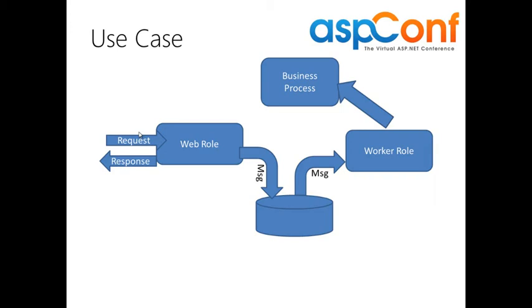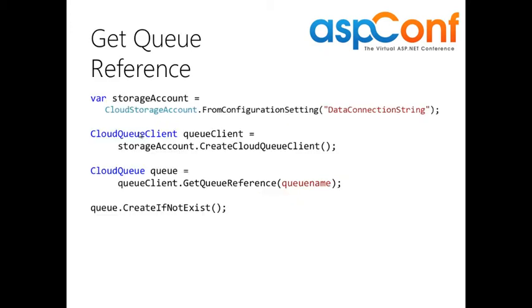So how does this queue work here? Here's the code that we use to reference a queue. Once again, this is the exact same code we saw before. We're going to create an account, and we use the static method CloudStorageAccount.FromConfigurationSetting, pass in a connection string, and that creates this account object.